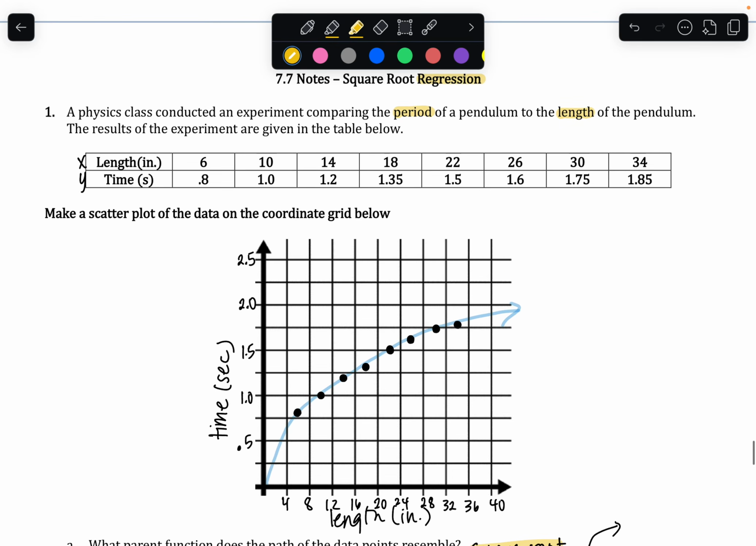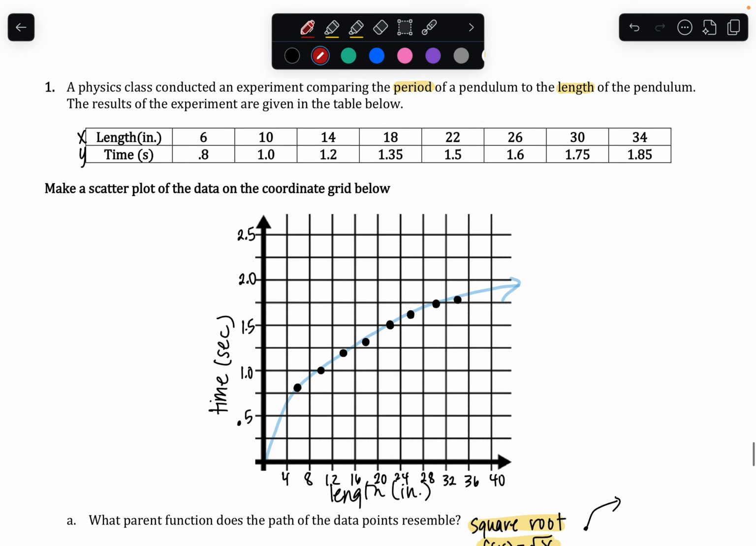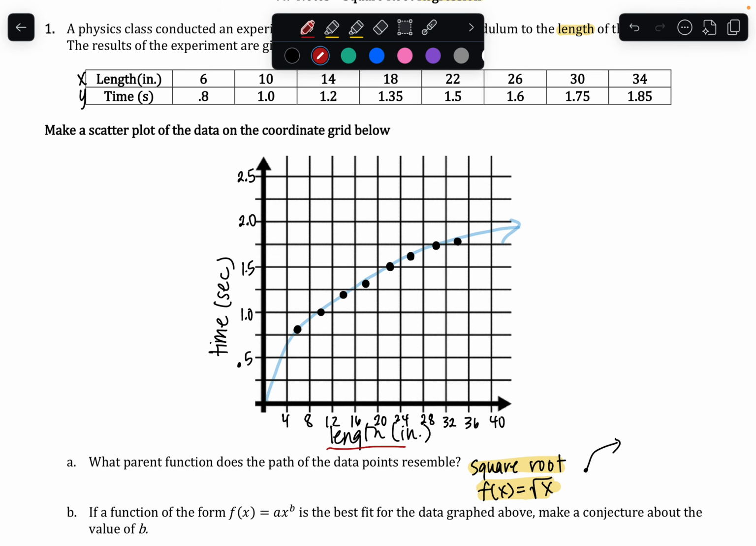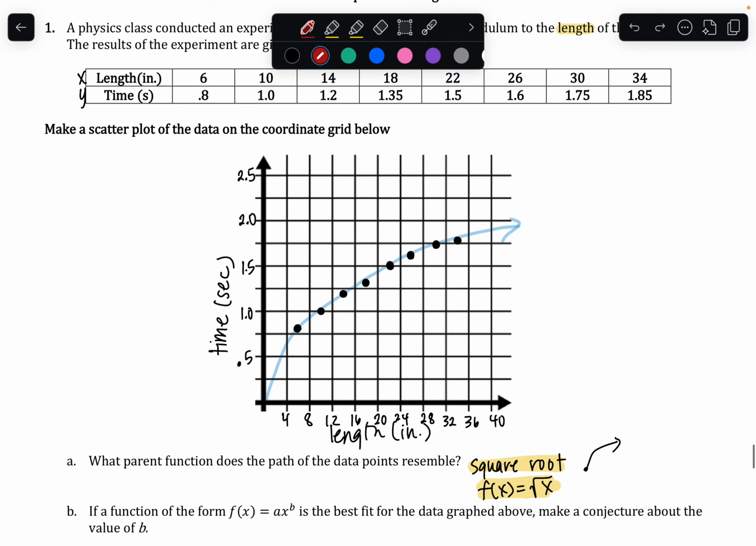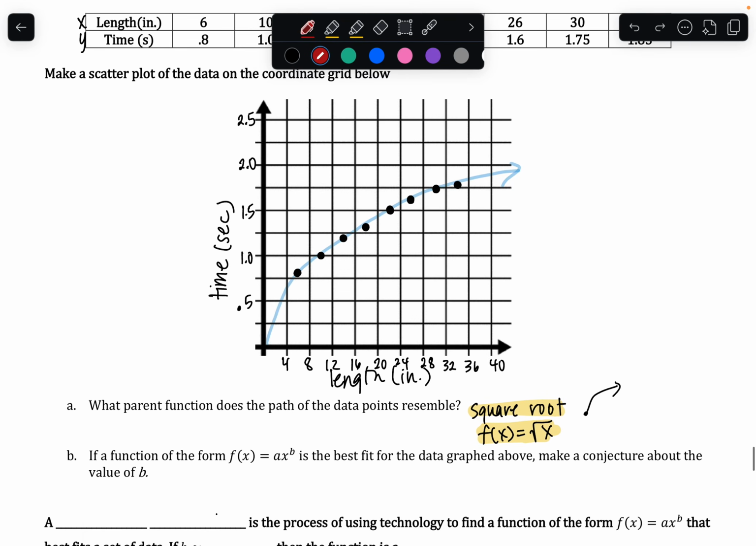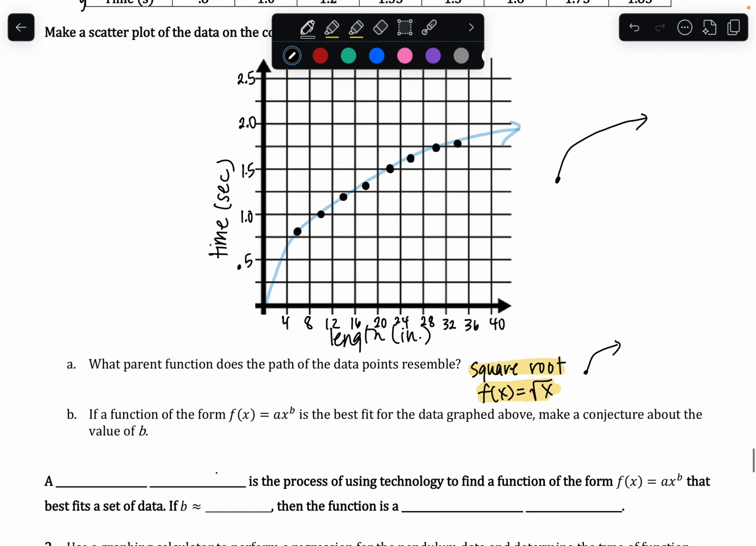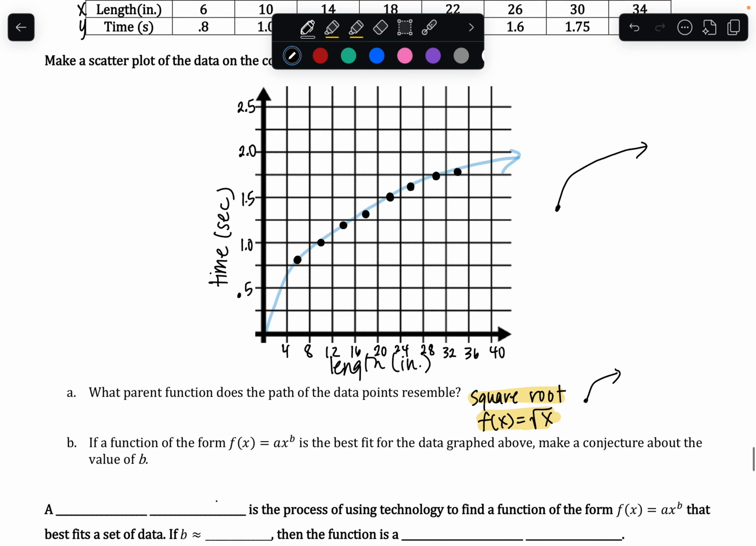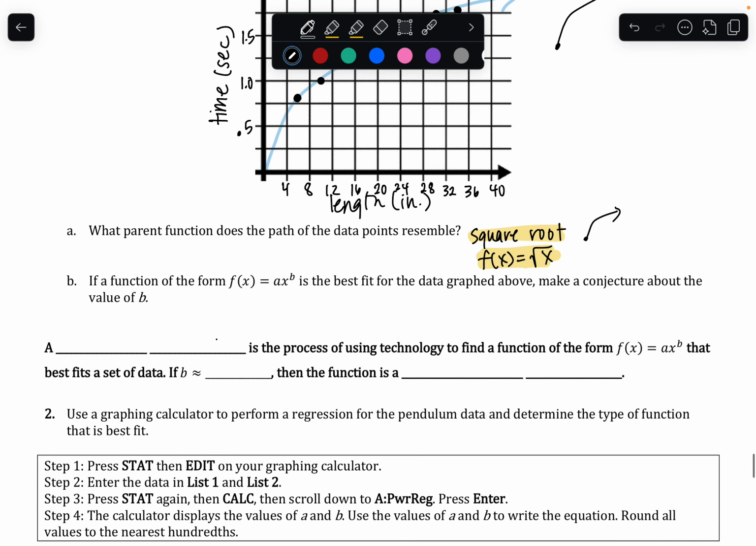Usually when they're making a table, the top numbers are your x and the bottom numbers are your y. So when we make a scatter plot of these points, you would want to put the length along your x and the time along your y. I've already graphed the scatter plot to save time, and what I want you to realize from this data is it resembles a square root function, where it starts at 0 and then tapers off. When we discover that it forms a square root pattern, we are going to use a square root regression to write the equation.